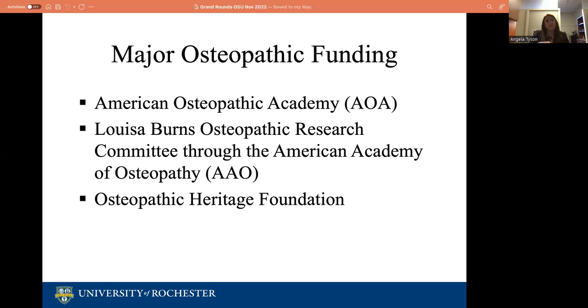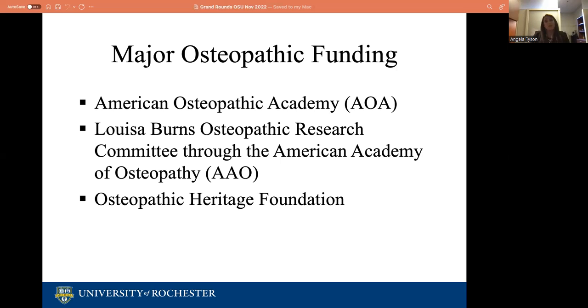Then there's the LBORC, the Louisa Burns Osteopathic Research Committee through the American Academy of Osteopathy. Every cycle they give 10 grand out max. So this is a great starter grant to grab, especially for a trainee with an attending that does OMM or can help lead that. That's just a small pocket of money to start a really good pilot study or beginning things.